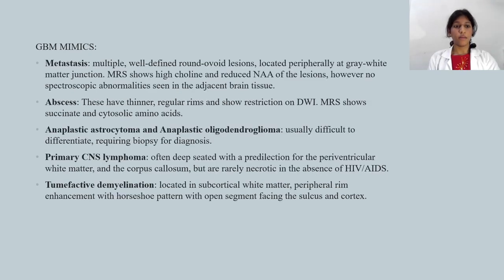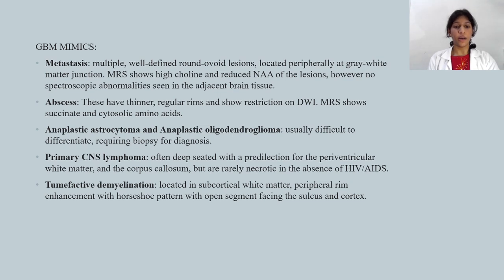GBM mimics. Metastasis. Multiple well-defined round ovoid lesions located peripherally at gray-white matter junction. MRS also shows a high choline and reduced N-acetyl aspartate of the lesions. However, no spectroscopic abnormalities are seen in the adjacent brain tissue. Abscesses have thinner regular rims and show restriction on DWI. MRS shows succinate and cytosolic amino acids.